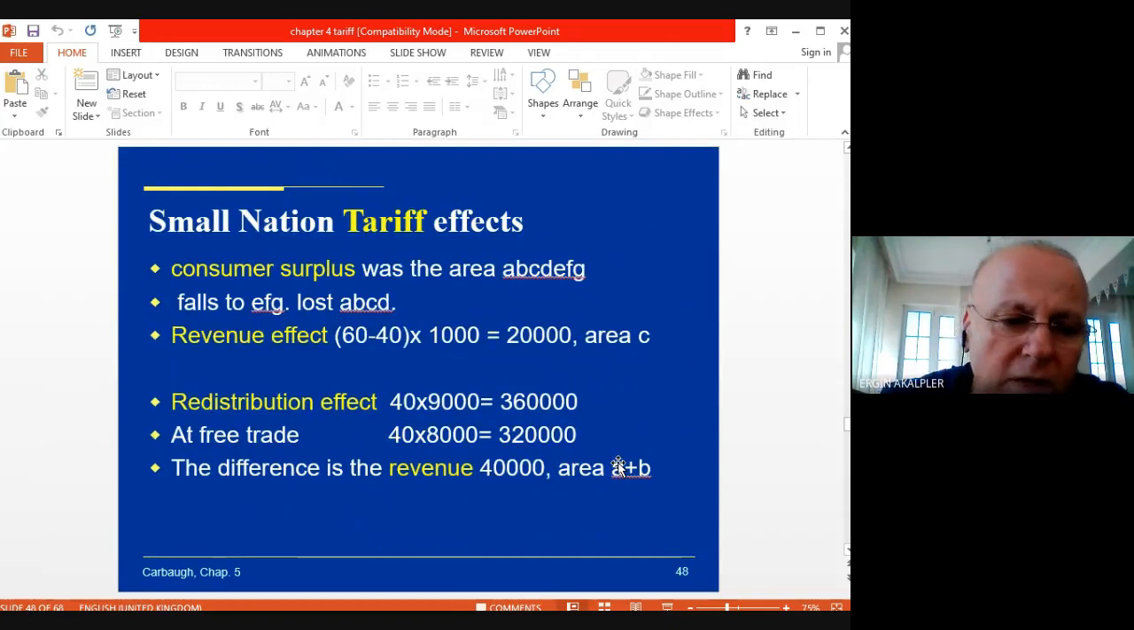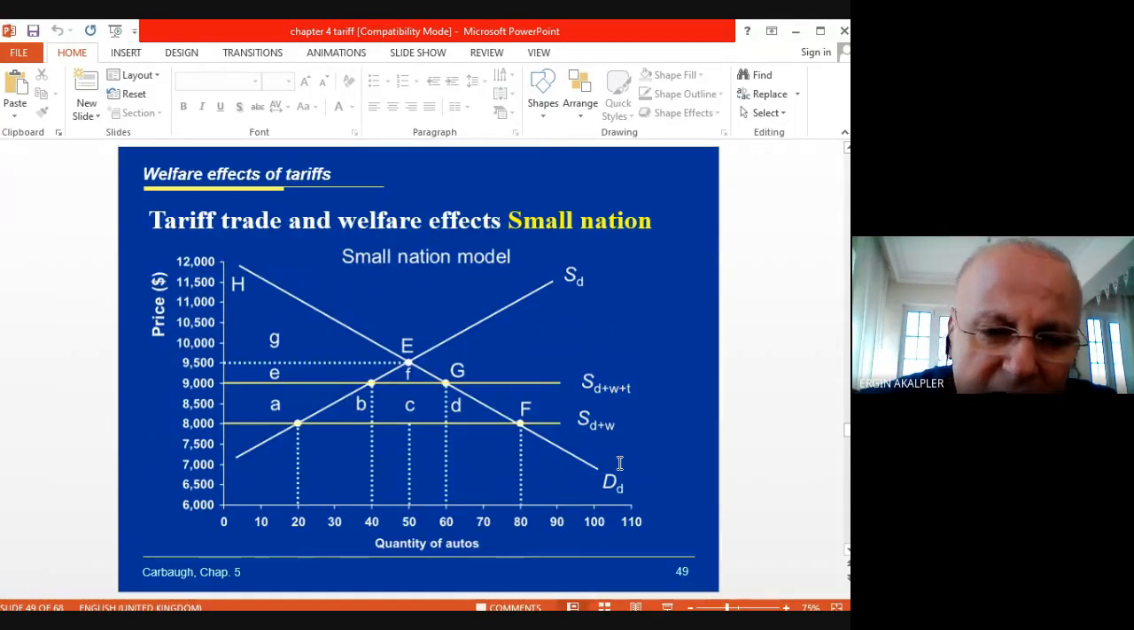And let's look at what is happening. The revenue effect for the government is 60 minus 40 multiplied by 1,000, because 1,000 is the unit for the producer tax. Then this will create 20,000, where the area C is illustrated here. This will then go to the government as a tax revenue.